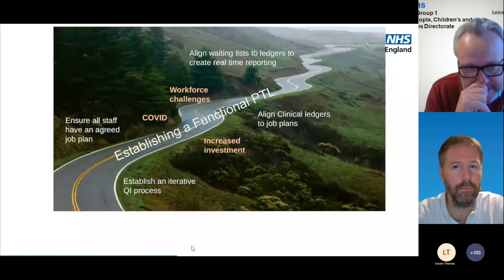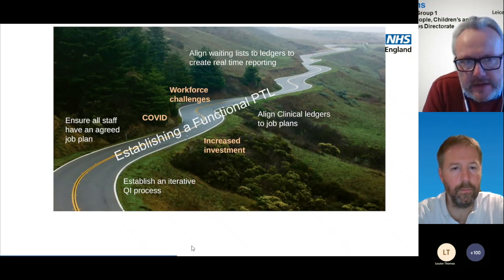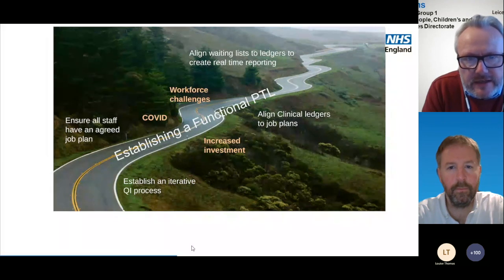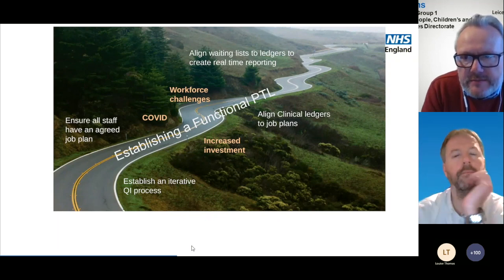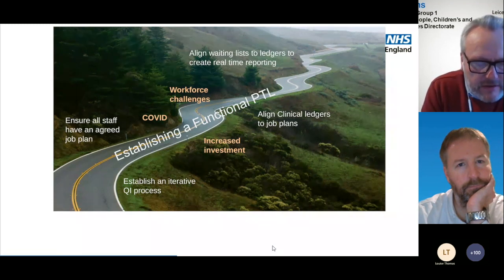Along the way, we've had some challenges, COVID being an obvious one. We've had some workforce challenges, as everybody on this call will have had, and that impacts on the ability to maintain the PTL, but also to predict accurately recovery trajectories, because a lot of recovery is often based on availability or recruitment of staff. Increased investment's been welcome, but also a challenge, because we've had to set up new teams and new reporting and new waiting lists. So it's been a real work in progress for us.